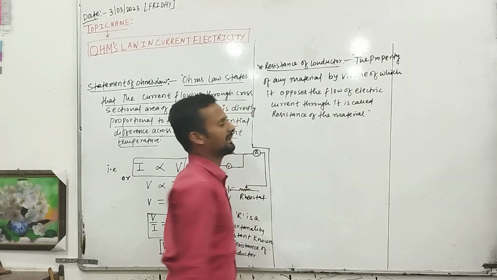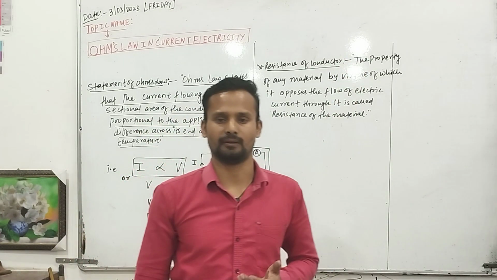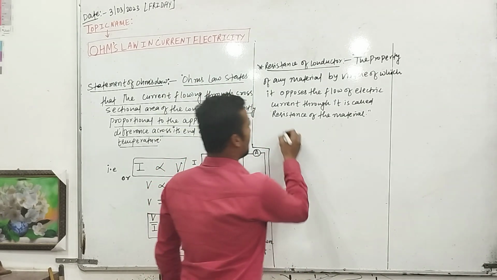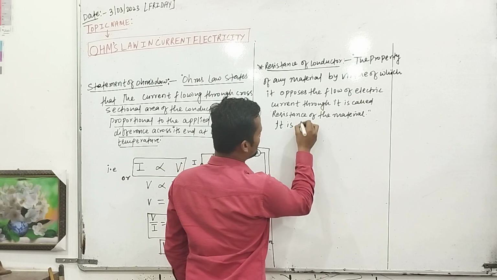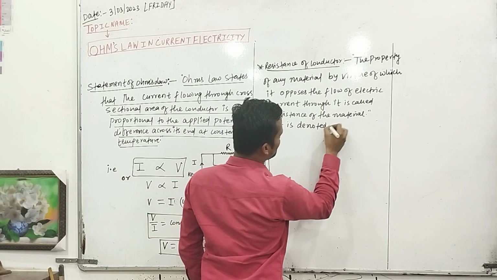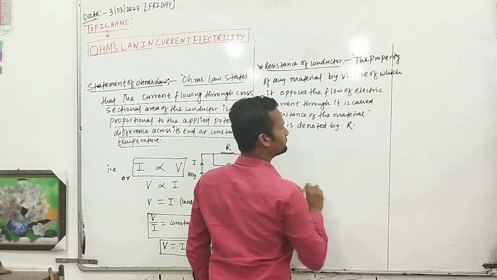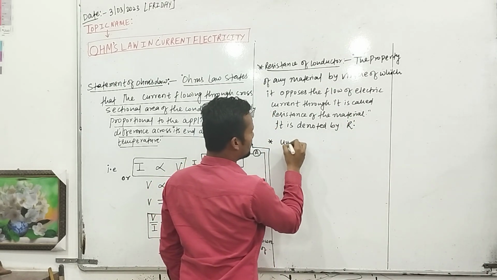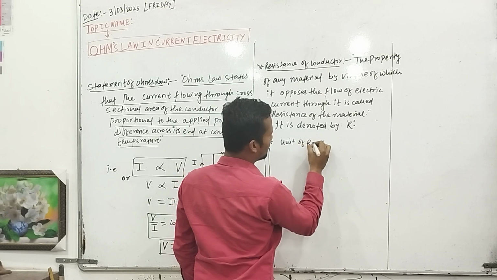So what is resistance? Basically it is the opposition to the flow of electric current. It is denoted by R. Okay, and what is its unit? So, the unit of resistance.